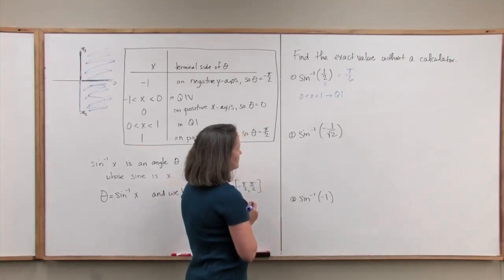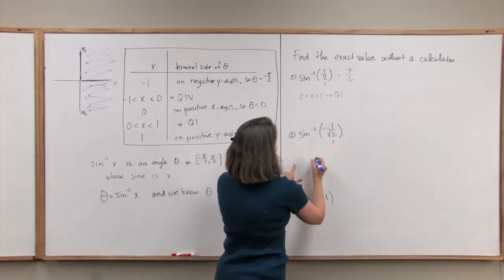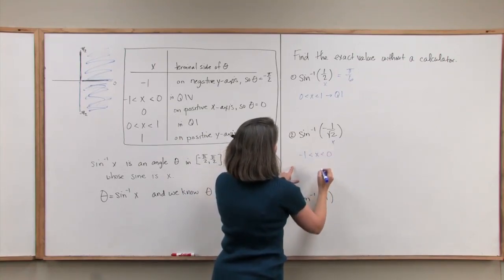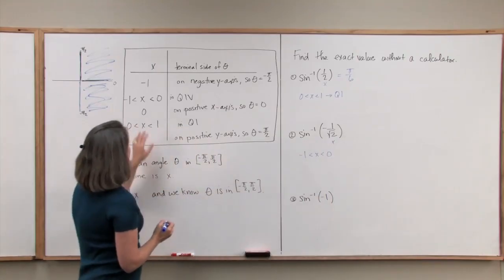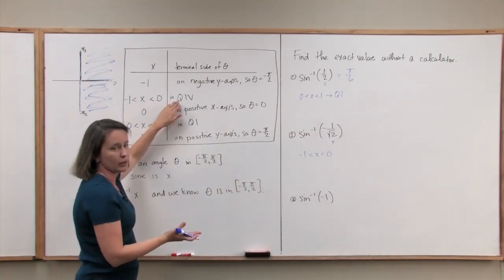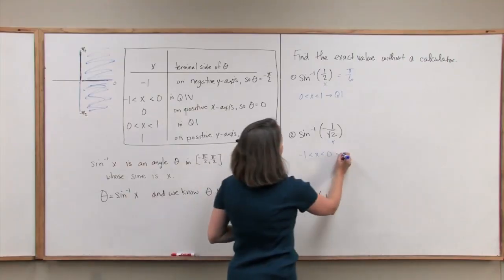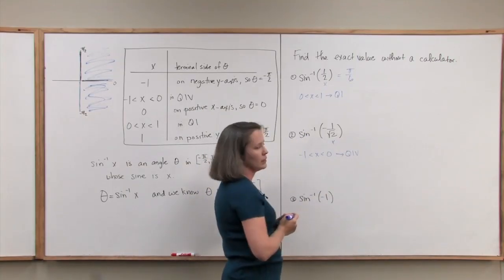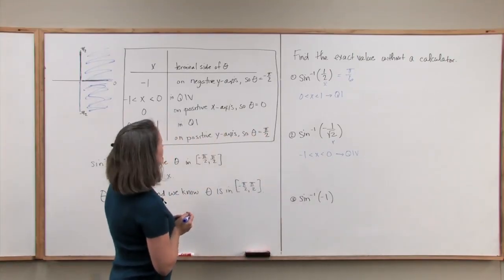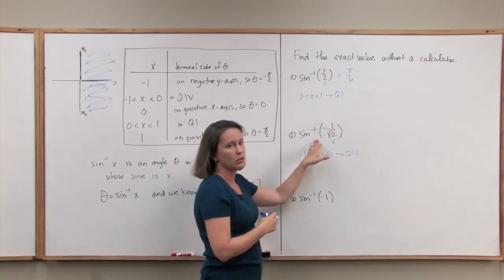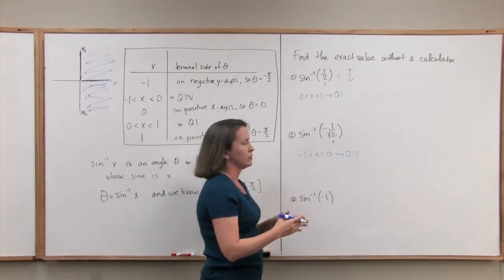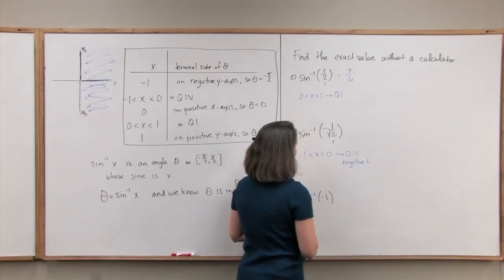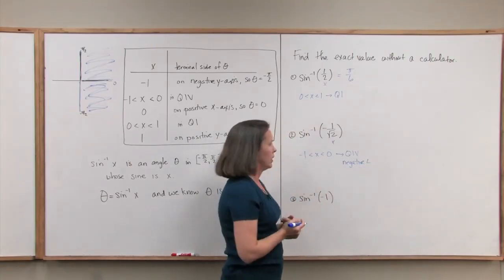Let's try a second one. This time, x is negative. It's between negative 1 and 0. So that means its terminal side is going to be somewhere in quadrant 4. It needs to be a negative angle in quadrant 4 because if you remember, the inverse sine function's range is negative pi over 2 to pi over 2, so we're looking for a negative angle. And I think we might want to use a reference angle to help us figure this out.